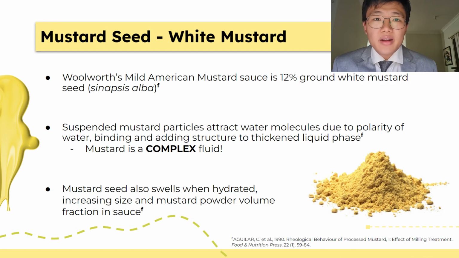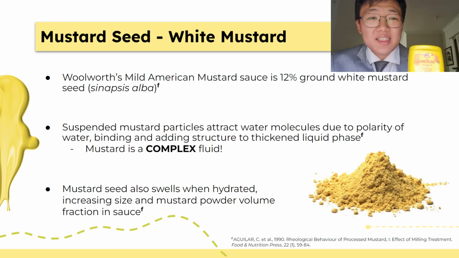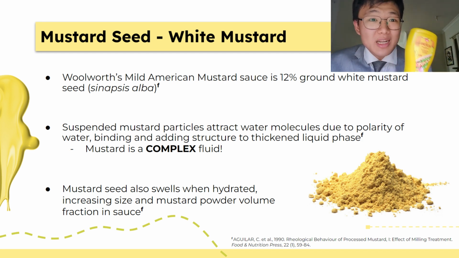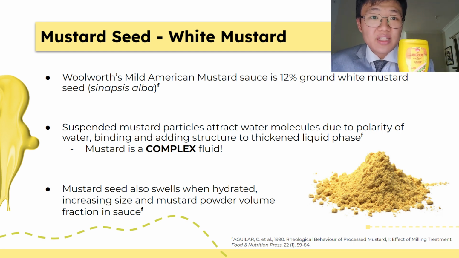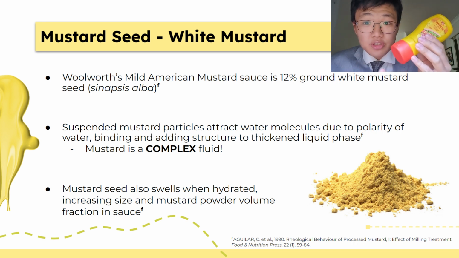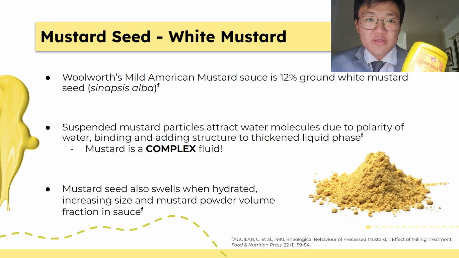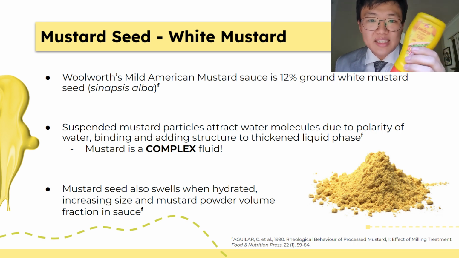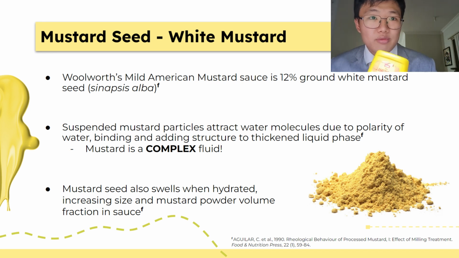The main flavor component of yellow American mustard is ground mustard seed. This contributes to the structure of the sauce. The high concentrations of suspended particles attract water molecules due to the H2O's strong polarity and synergistically act with the thickened liquid phase to create a thick and pipeable sauce, a complex fluid. This is further compounded by the swelling of the mustard seed particles as they're immersed in a liquid, increasing their size and increasing the mustard powder volume fraction of the sauce.